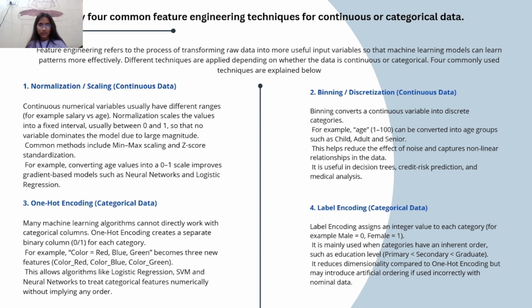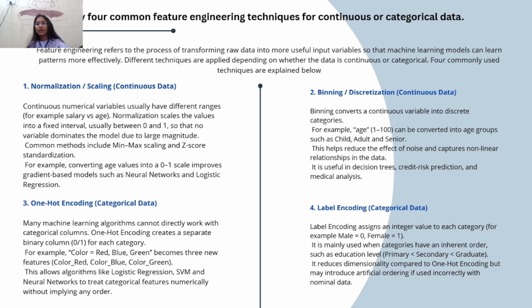So after discussing normalization, we are moving ahead with one hot encoding. One hot encoding is used for categorical data and creates dummy columns, for example color: red, blue, green. These are three binary columns, useful for logistic regression, SVM and neural networks. Many machine learning algorithms cannot directly work with categorical columns, so one hot encoding creates separate binary columns having 0 or 1 values for each category. This is the concept of one hot encoding.